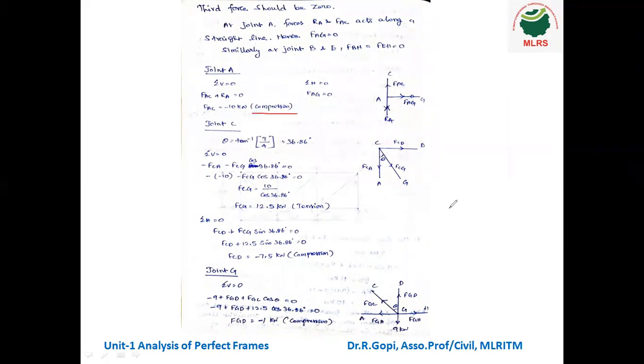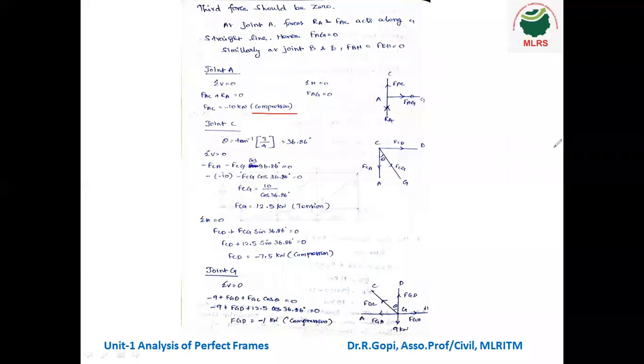Next, come to joint B. Where is joint B? You can see here joint B. Joint B has only 2 members. So this is the free body diagram. You can see this is the joint B, and there will be BF and BH members. Therefore summation of V is equal to 0. So RB plus FBF is equal to 0. We know that RB is equal to 11, plus FBF equal to 0. So FBF is equal to minus 11 kilonewton. So it is a compression force.